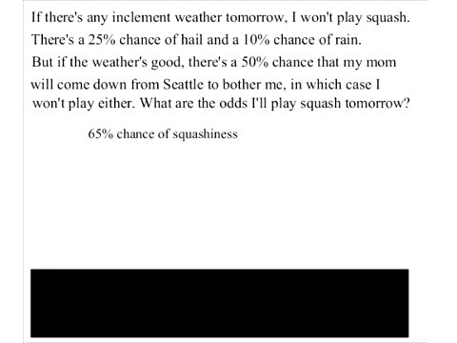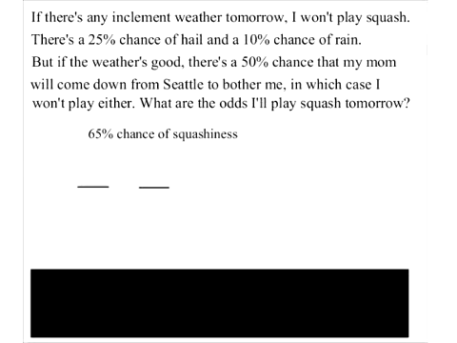Then from there, something else happens. If the weather's good, there's a 50% chance that my mom will come down from Seattle to bother me, in which case I won't play either. So there are two ways that we can think about this. I think the easiest way is to think about this whole thing actually as a two-parter.